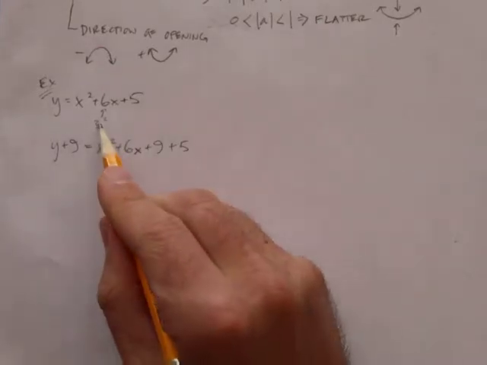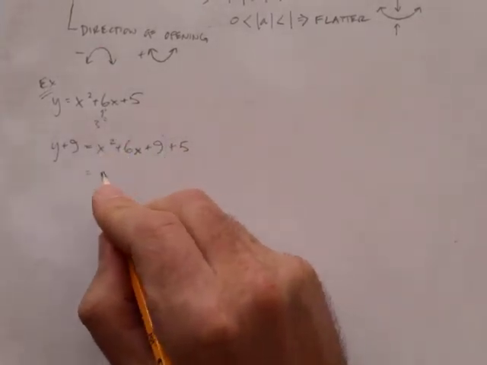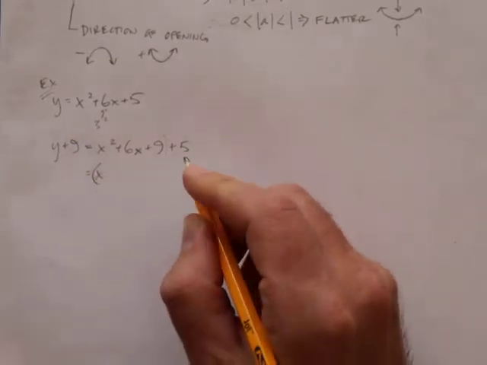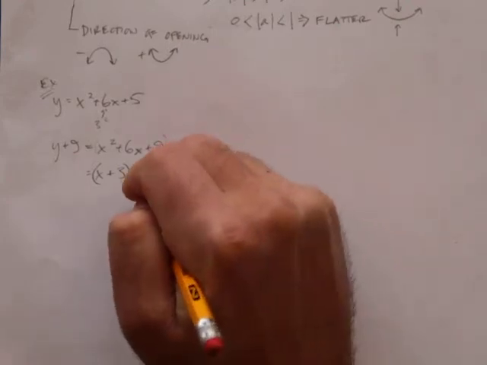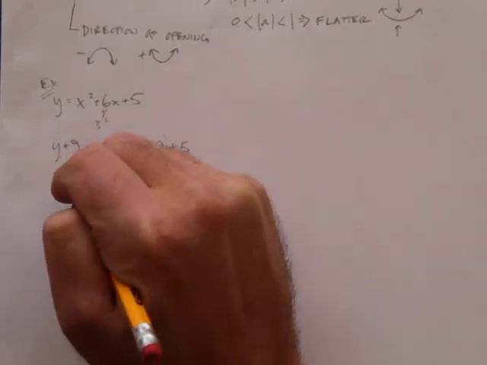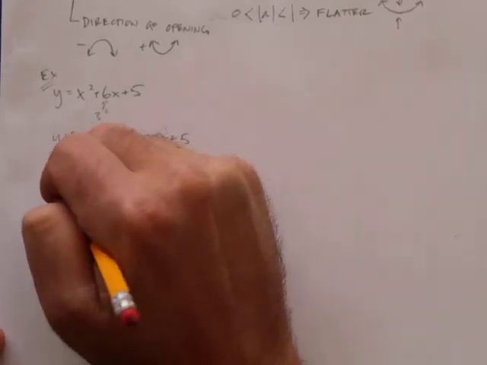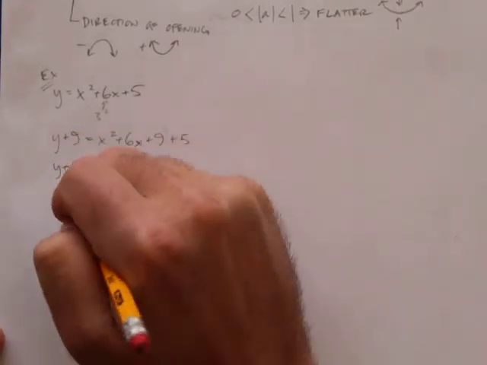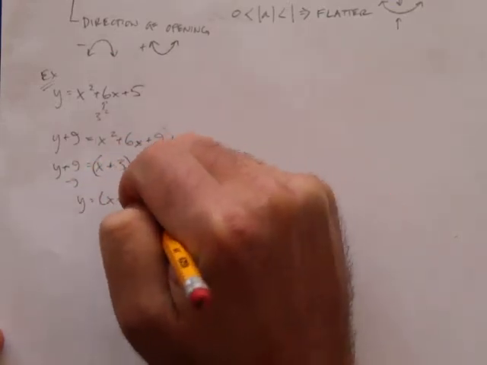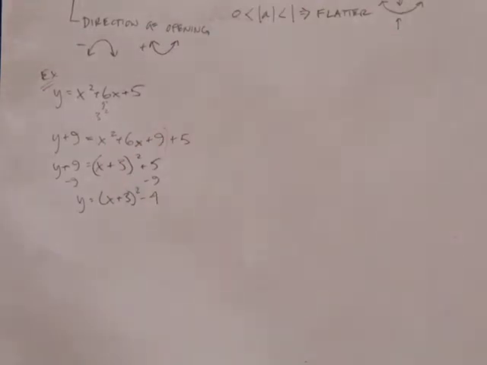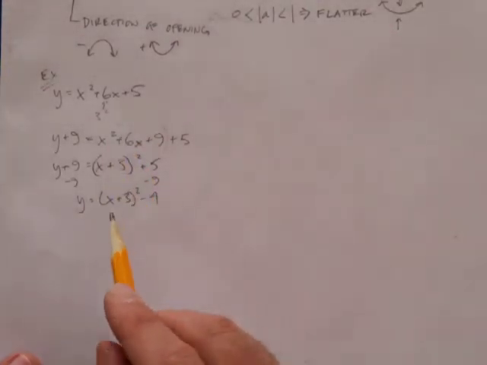Okay, so 3 was half of 6, so I know that this right here is going to be x plus 3 squared, and then I say plus 5, and this is still y plus 9 on this side. Now I'm just going to subtract 9 from each side, and I've got y equals x plus 3 squared minus 4.